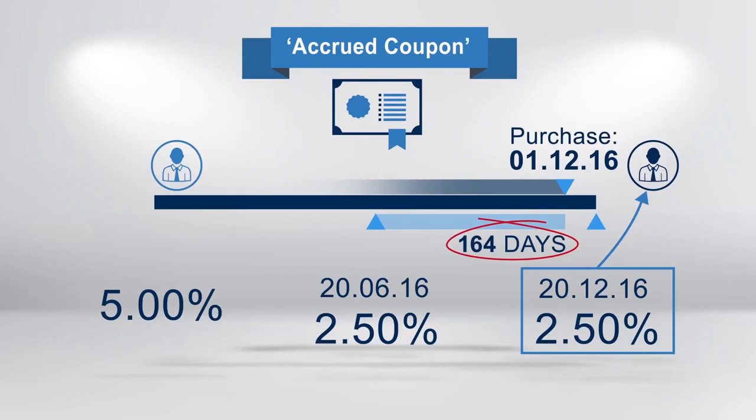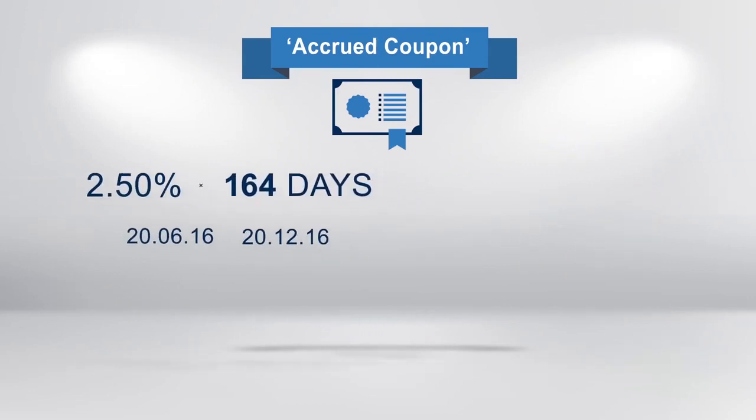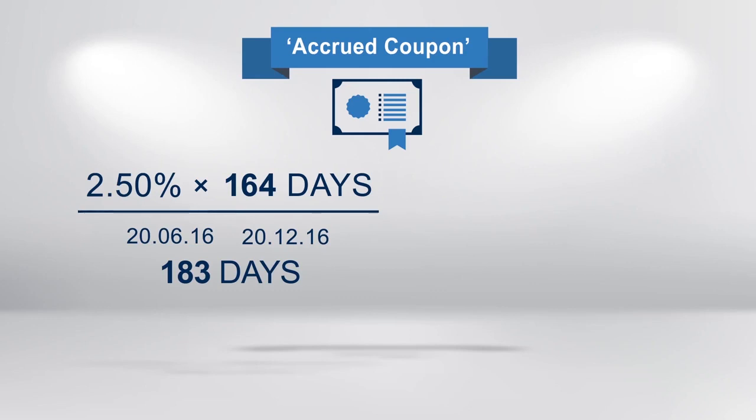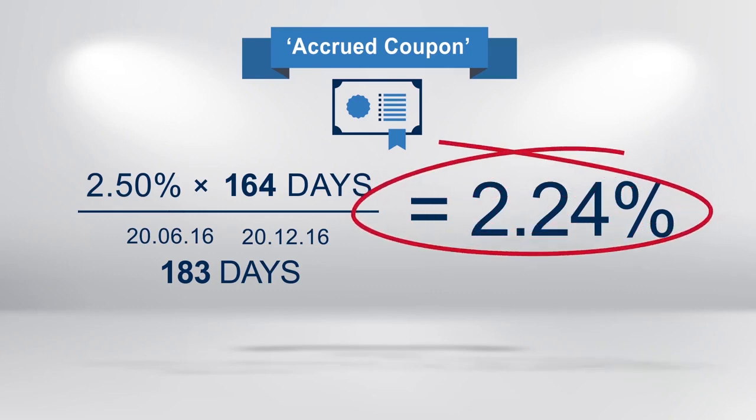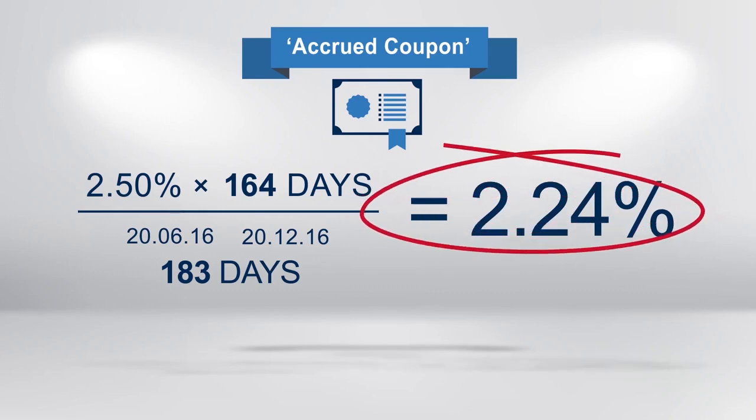So how did we get to an accrued coupon payment of 2.24% in the example? It's actually a very simple calculation. 2.5% times 164 days divided by the total number of days between the 20th of June and the 20th of December, which is 183 days, is 2.24%. So let's just summarise this. We buy the bond at a clean traded price, but we pay the dirty price of the bond, which includes the accrued coupon interest. So let's take a moment to review this module before you take part 2.